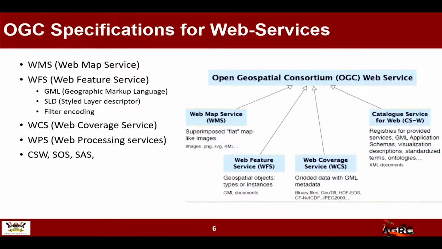And then we have the sensor observation service, the sensor alert service, so that these services allow us to be able to deal with sensor information. But for our pre-conference workshop, we're just going to work with the web map service, web feature service, web coverage service, and web processing service. Now, how do they work? So I put this picture here so that you can understand how they do work.